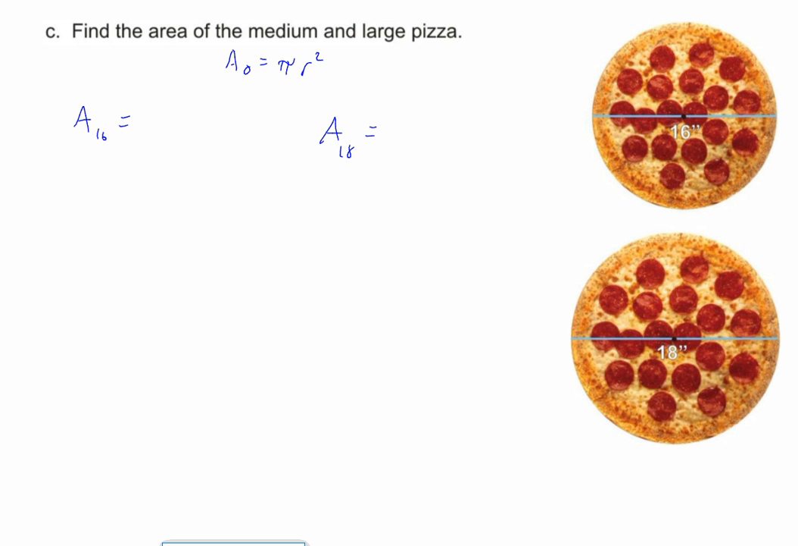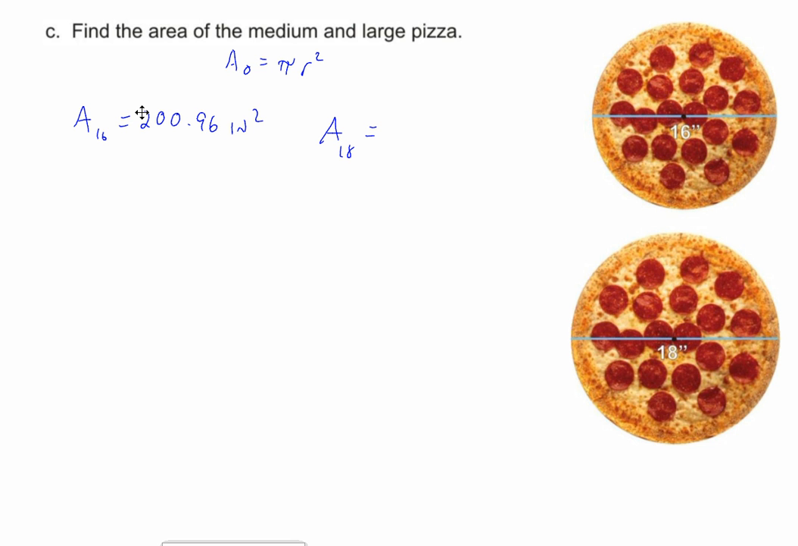All right, so who's got a 16-inch answer? Hannah, what do you have? 200.96. Anybody agree? Okay, and that's square inches, right? 200.96 inches squared for the 16-inch pizza. Drum roll, please. All right, let's find out who's got the 18-inch pizza.